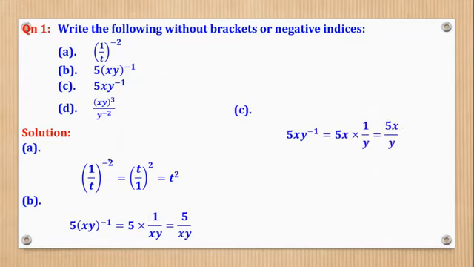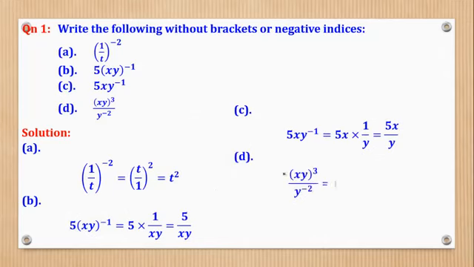Then for part C, here the power was on both xy, but here the power is on only y. So it is y where we shall get the reciprocal, and we end up with 5x over y. Actually, these two are confusing to many students, but I encourage you to master them. Be keen when you have such.